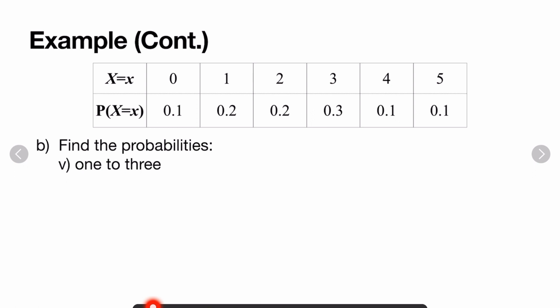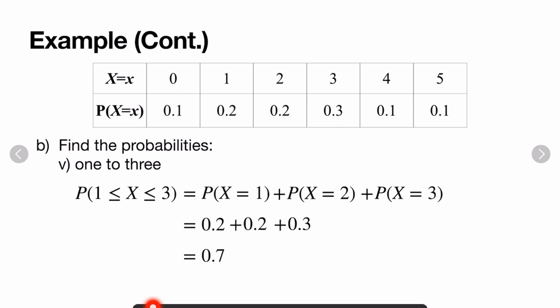1, 2, 3. Okay, 1, 2, 3. Included both values. Okay, 1, 2, 3 means include 1 until 3. So what is it? 1, 0.2, 2, 0.2 also, and 3, 0.3. Okay, you're going to get 0.7.